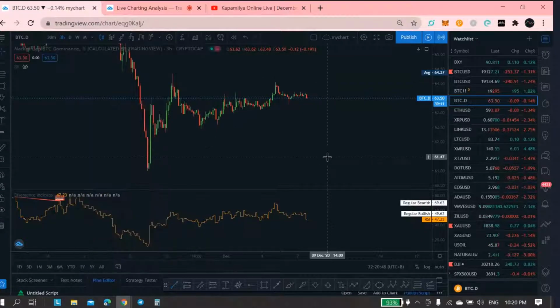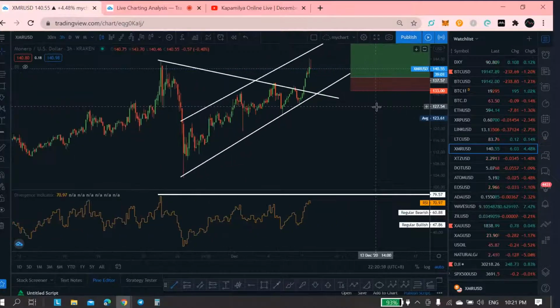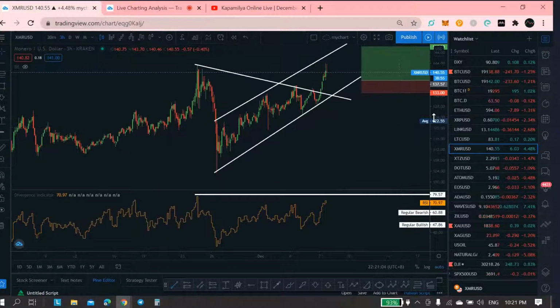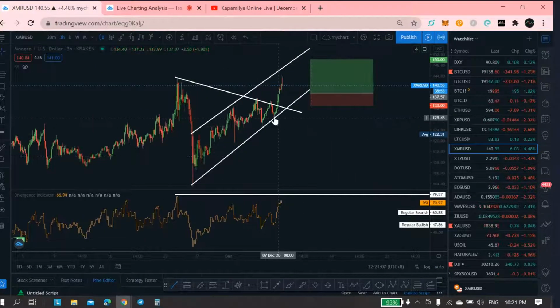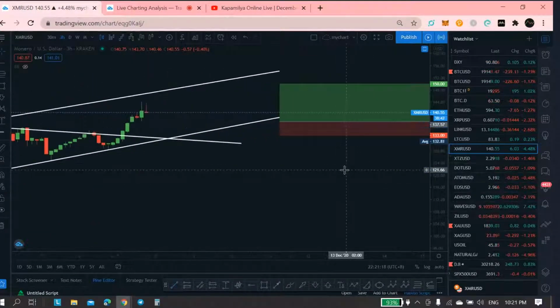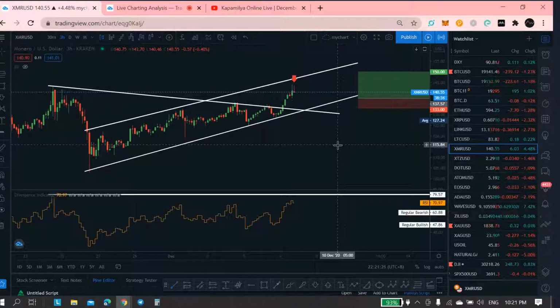I think some alts, but I'd like to see this one, XMR, first. Seems like a possible setup, because I also have a current position here. I bought at this 128 area. However, there's a lot of selling pressure here, so possibly I'll just close my position.